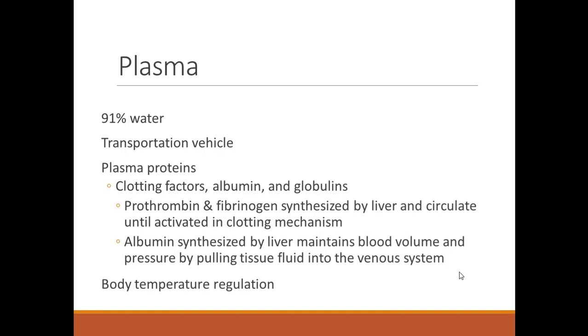In the plasma, these clotting factors, prothrombin and fibrinogen, I think they're clotting factors number 1 and 2, are synthesized, made in the liver, and then circulate in the plasma until there's an issue like a clot. Once the body recognizes that clot, they'll be activated and actually get to work.